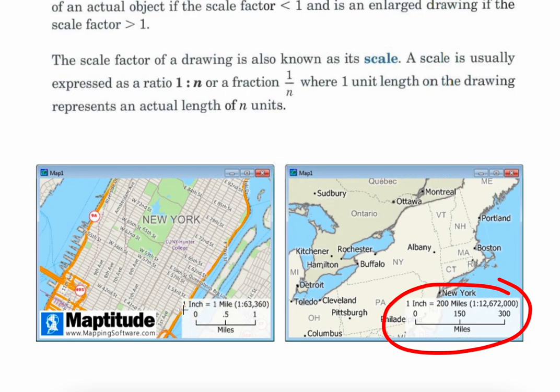Same over here, 1 inch here equals 1 mile, which is the same as 63,360 inches. In case you need to use that to figure out the actual distance. Okay?